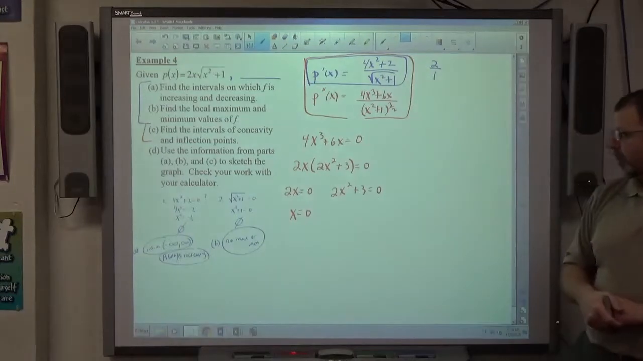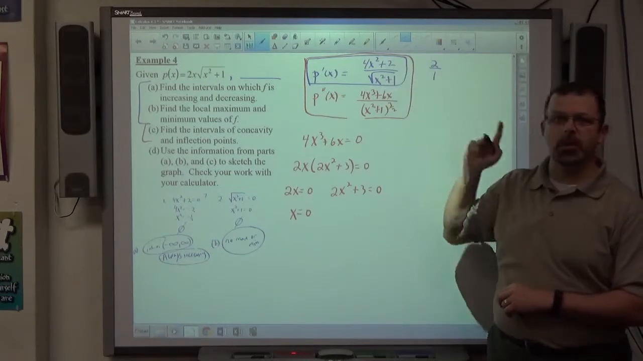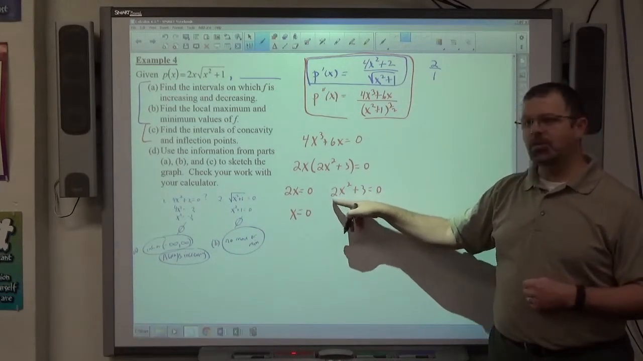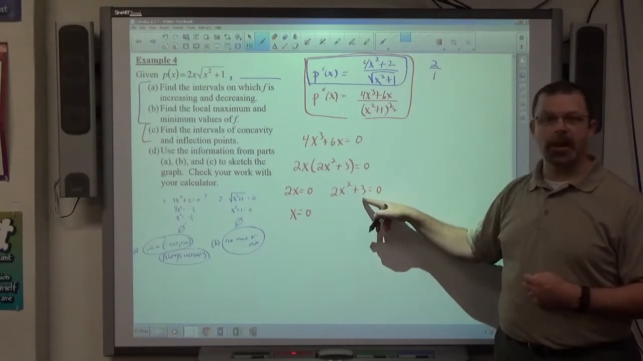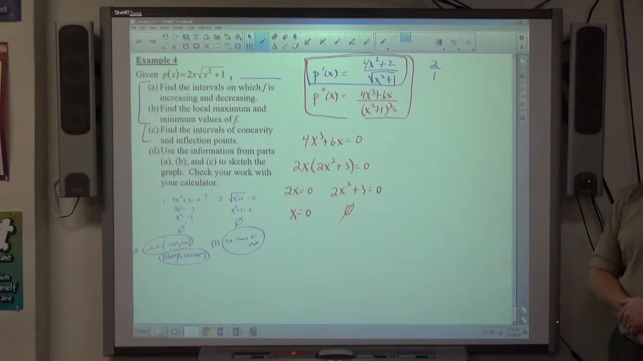When does 2x squared plus 3 equal 0? Yeah, very good. x squared is 0 at least, or bigger, times 2 makes it 0 or bigger, add 3, now you're 3 or bigger. That number equals 0? At least we got a critical number this time. 0 is a critical number.